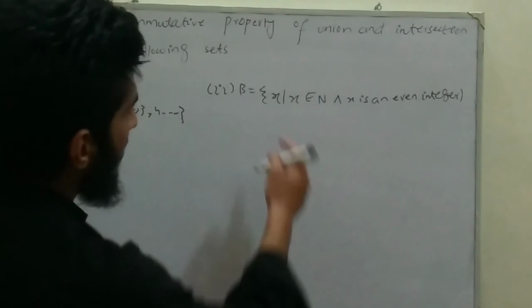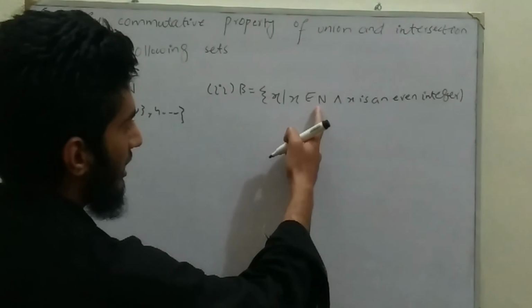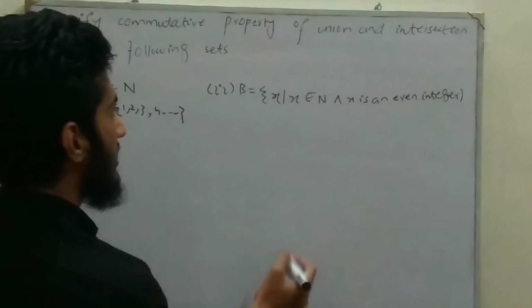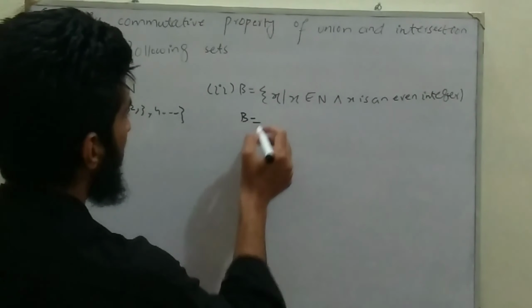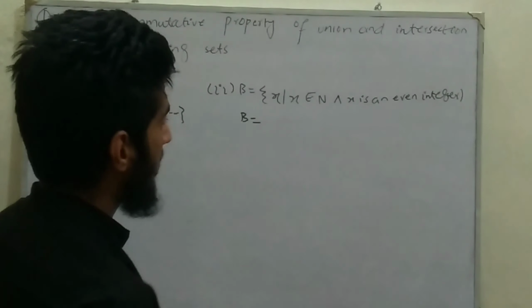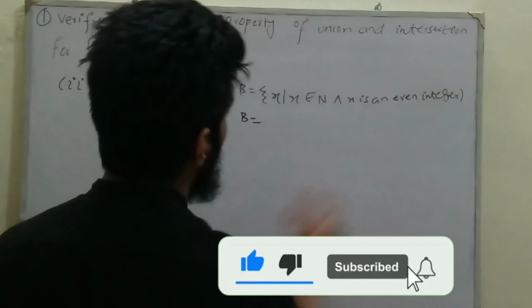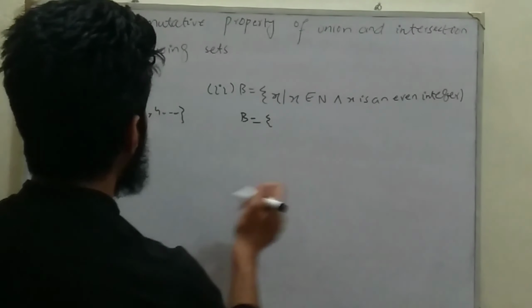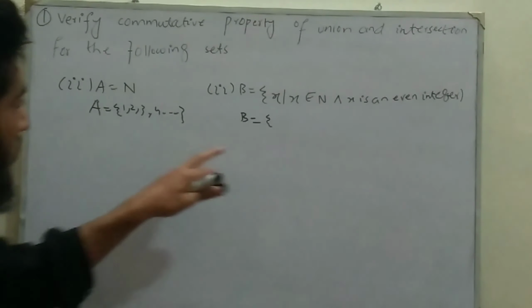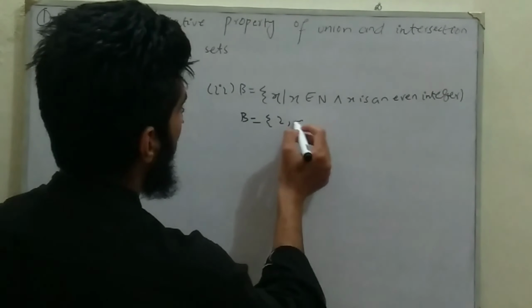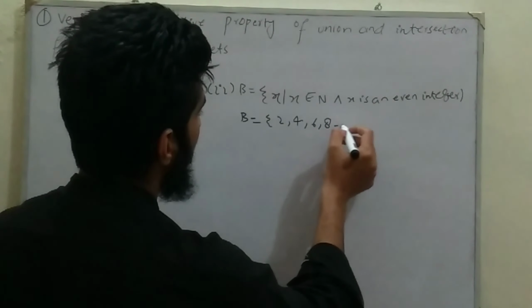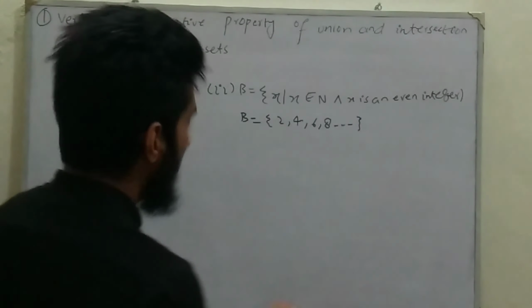Now B is equal to X such that X belongs to the natural set and X is an even integer. So B will be, there are two conditions over here. The first condition is the natural set, and the second, the integer will be even. So it means the natural set starts from 1, we already learned 1, 2, 3, 4, and here it becomes 2, 4, 6 and 8 because this is an even integer according to the given condition.